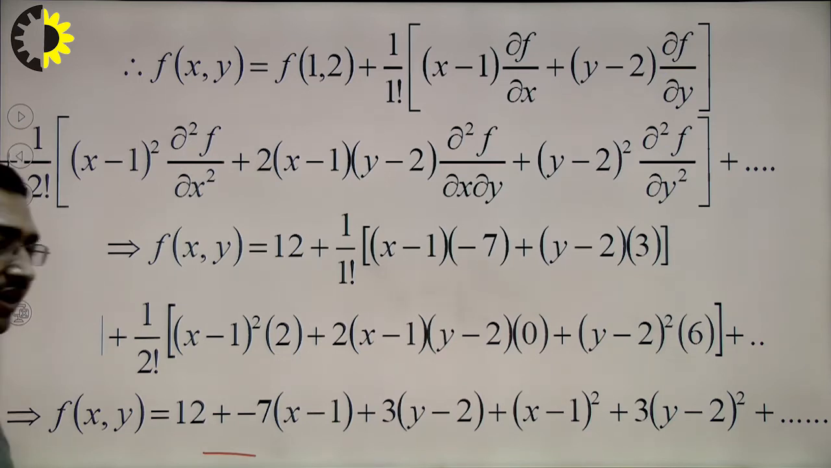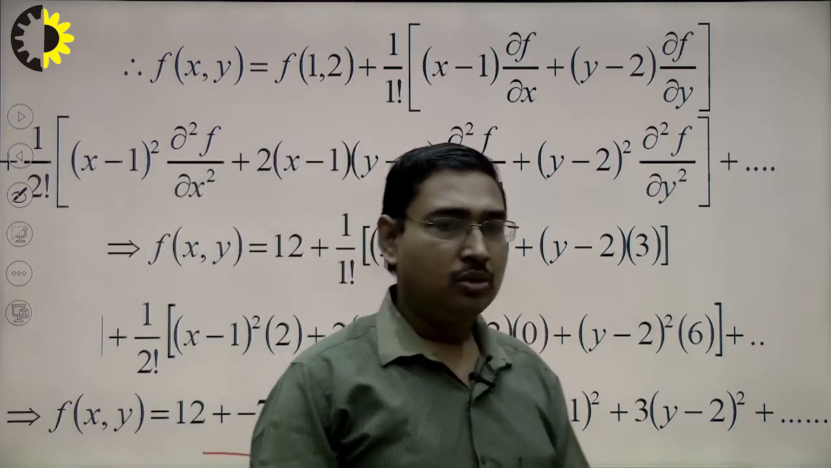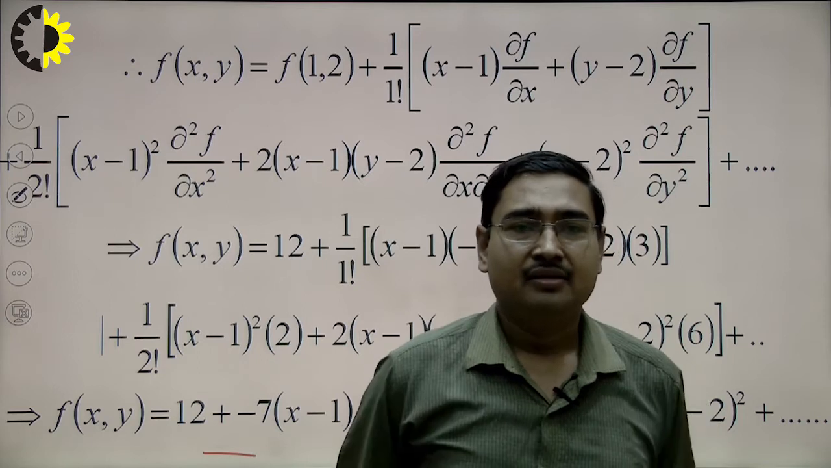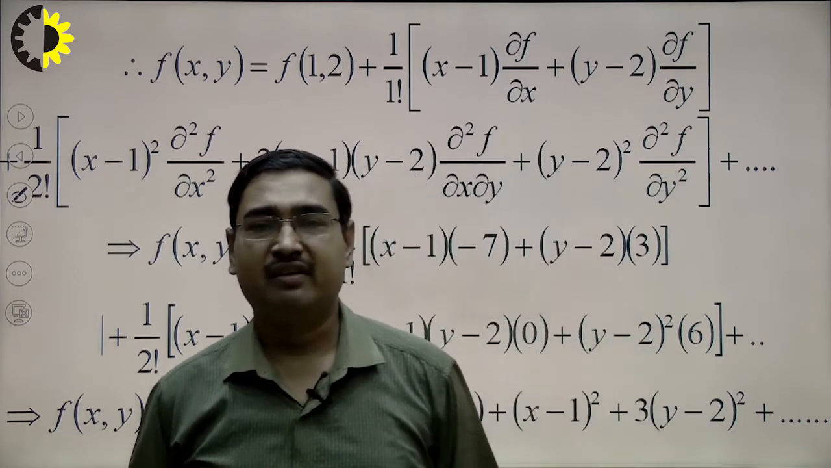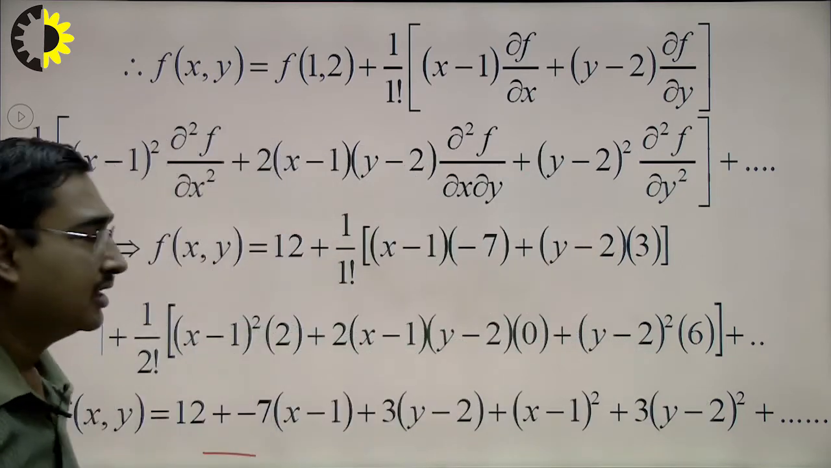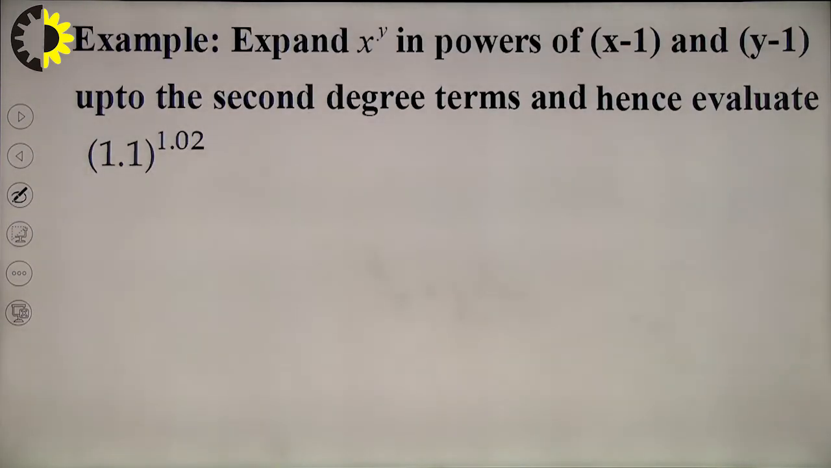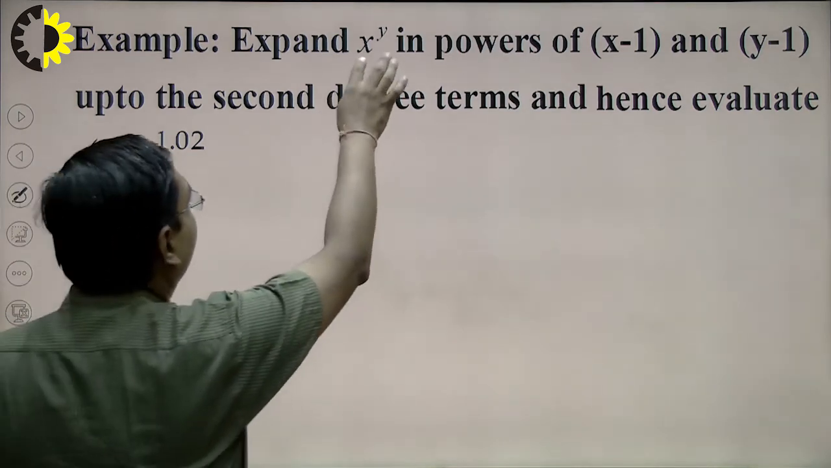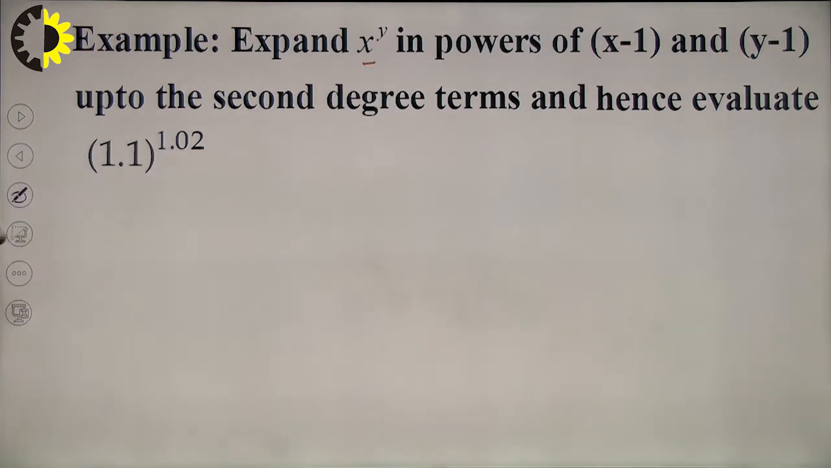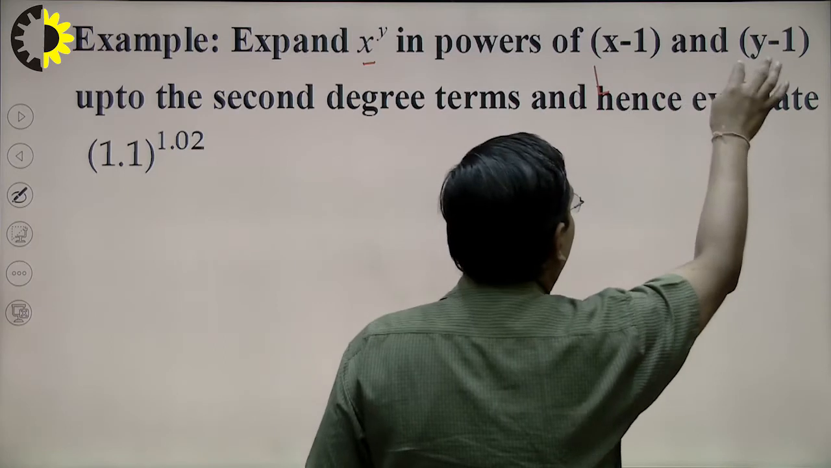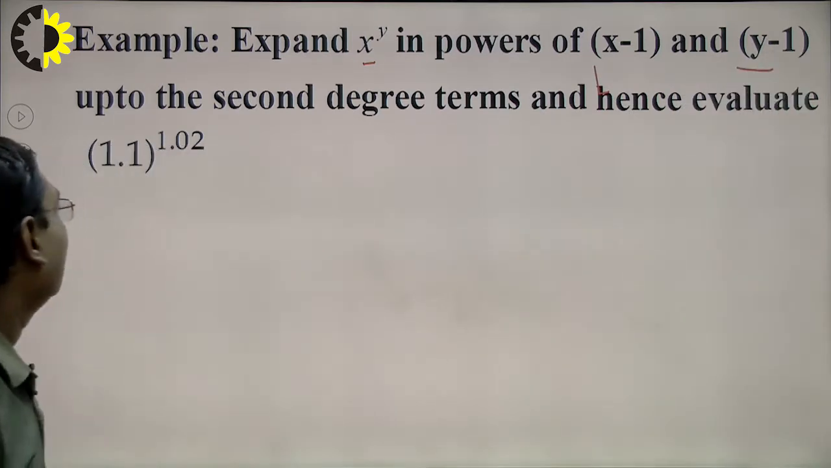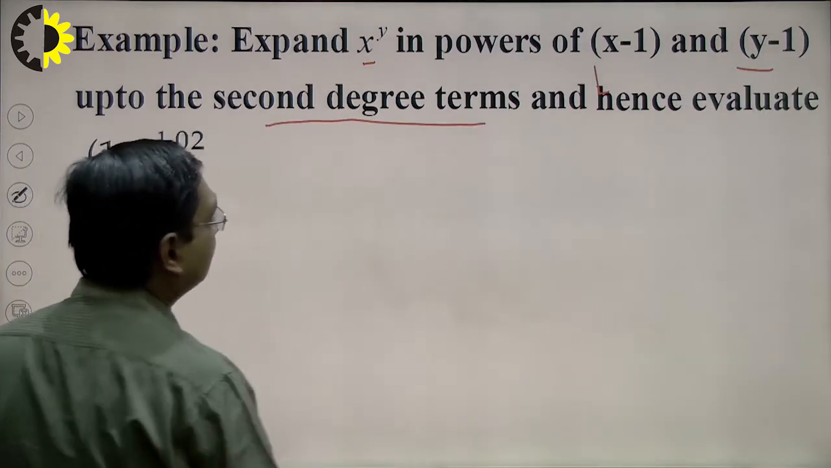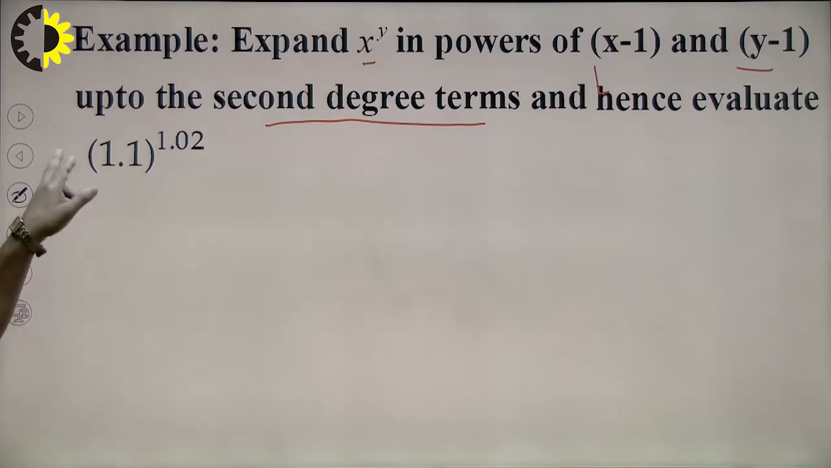Now we take another example. Through that example, we shall understand how we can find the approximate value of a function using Taylor's series. The example says, expand x raised to the power y in powers of x minus 1 and y minus 1 up to second degree terms, and hence evaluate the value of 1.1 raised to the power 1.02.